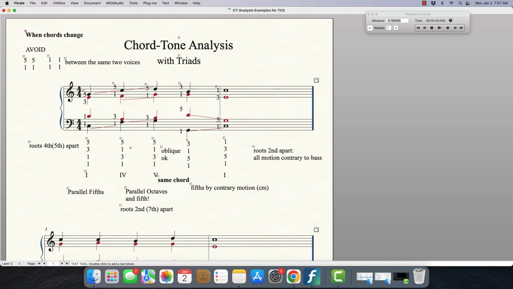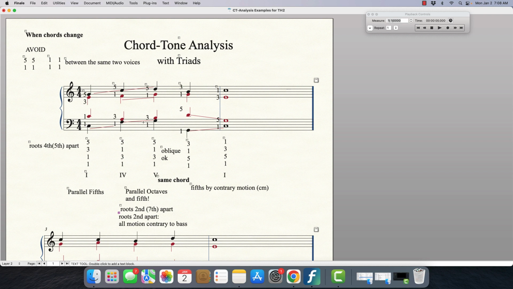distinction here. So let's see. Here we violated the rule. The roots here are a second apart, second or seventh, it doesn't matter. And so if you remember the rule here, when the roots are a second apart, all motion basically is contrary to the bass. If the bass moves up, the other voices move down. So here we can see that the bass moved up and the other voices also moved up.